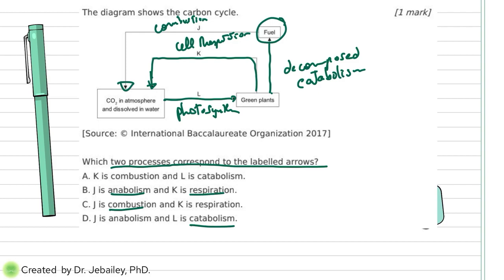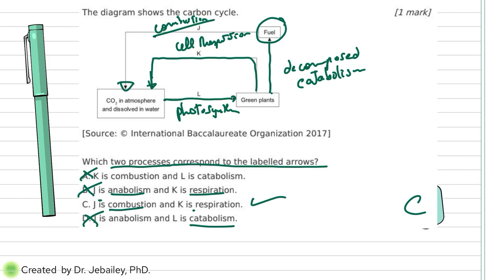So let's see here what we have. K is combustion. No, it's not true. J is anabolism. Anabolism means joining them together. And it's not. The fuel is being broken down through combustion, so it cannot be B. And then here J is combustion, which makes sense. And K is cell respiration, which makes sense, so it can be C. J here is anabolism. No, because it's being broken down, so this is out. So the only answer is C.